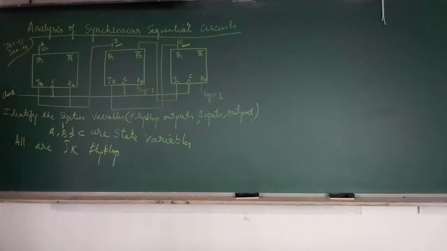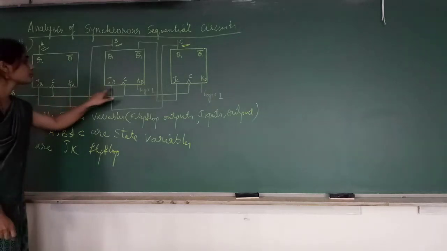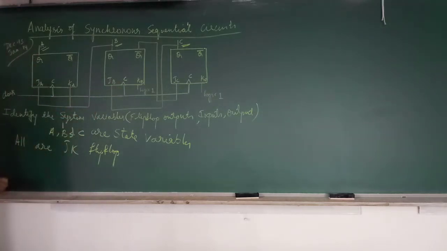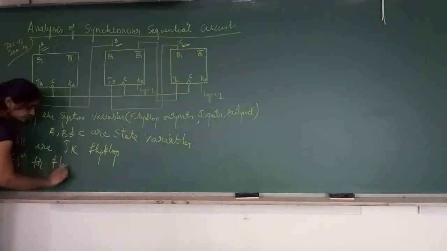The third step. What is the third step? We have identified the system variables. We have also identified the flip-flop type. What is the next step? Looking at the circuit, write the equations for flip-flop inputs. Write the equations for flip-flop inputs.